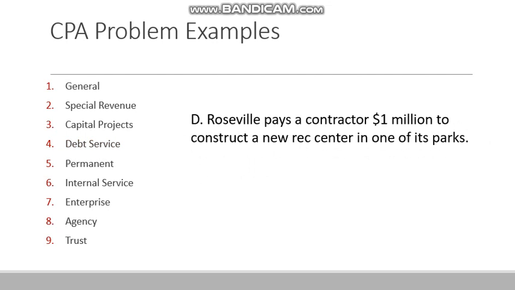Next one, D: Roseville pays a contractor $1 million to construct a new rec center in one of its parks. The keywords here are contractor and construct, and because of that, we see that it would be used in the Capital Projects Fund. The Capital Projects Fund is used for these types of things and basically deals with projects where we're improving our roads or buildings or anything we need to bid out.